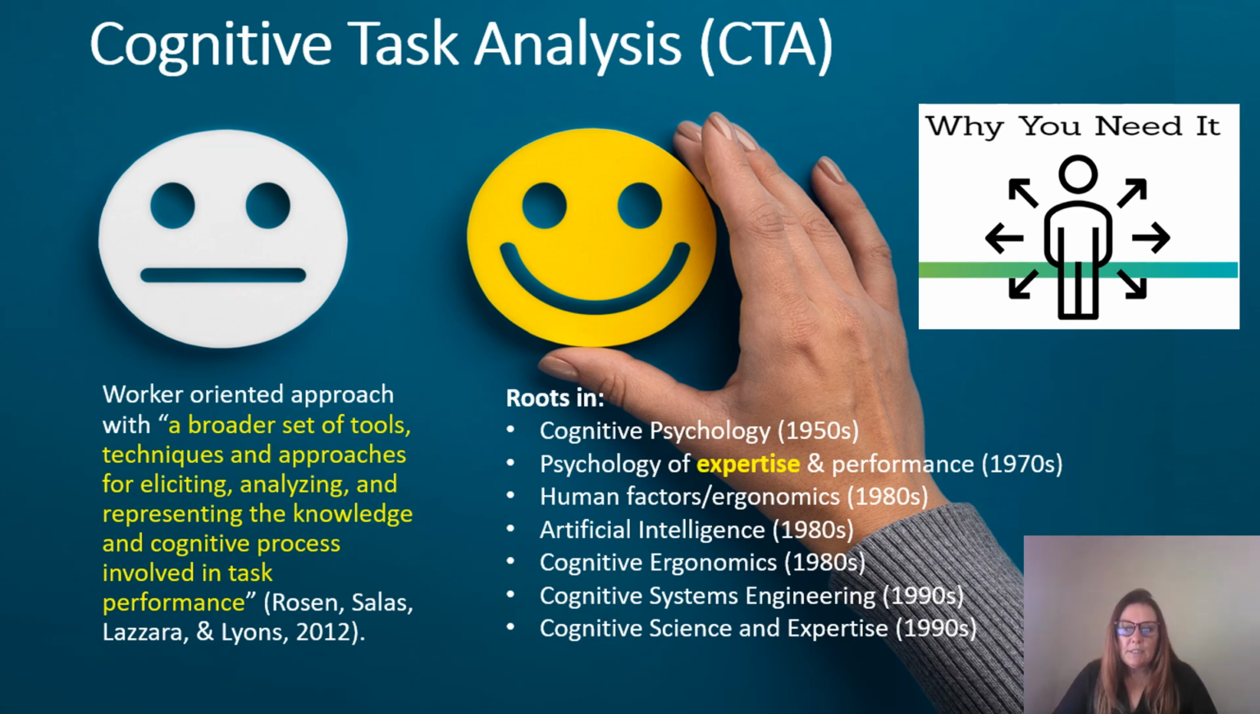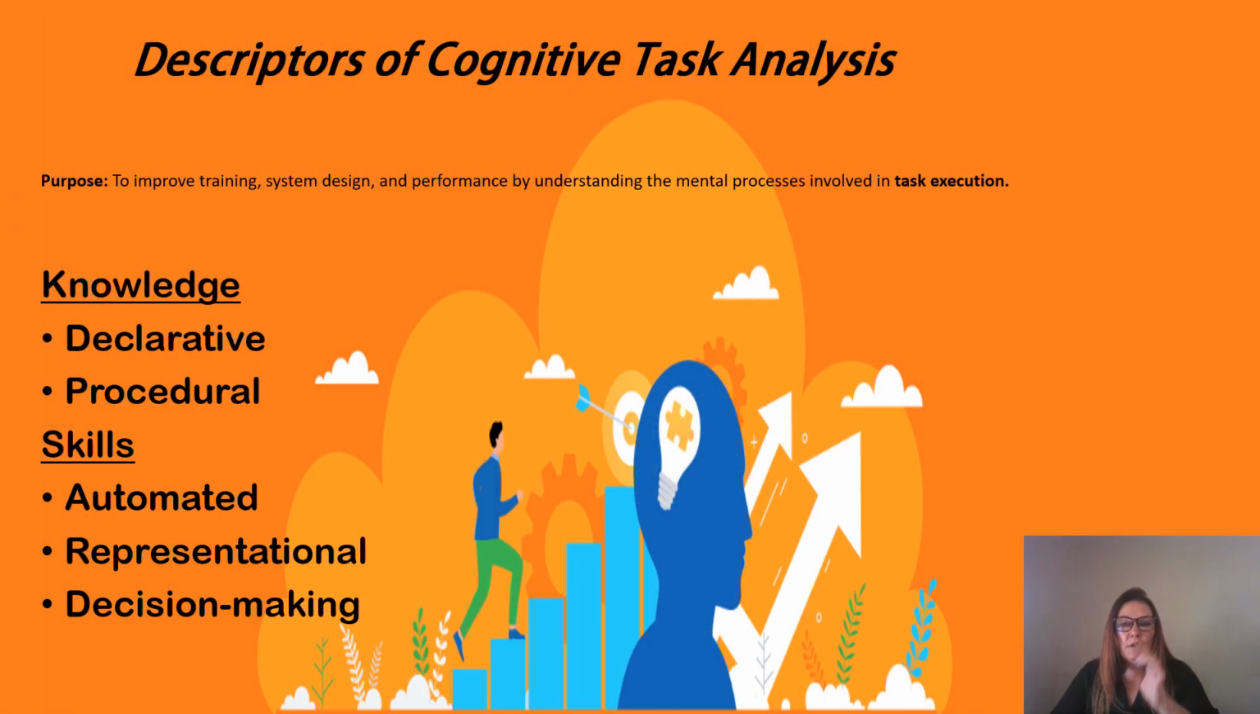This is a newer science. It's rooted in the cognitive and human factor psychology, but we really do not begin to see a lot of applications with this until the 1990s. And the real focus here is comparing performance between a novice and an expert with a specific job or task. So the purpose we have found is really to improve training and systems design involved in the task execution.